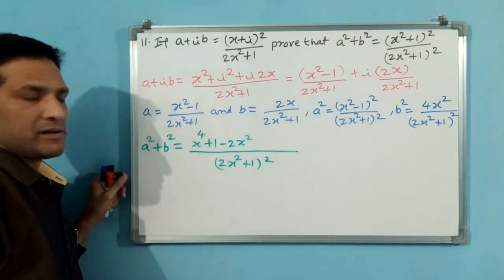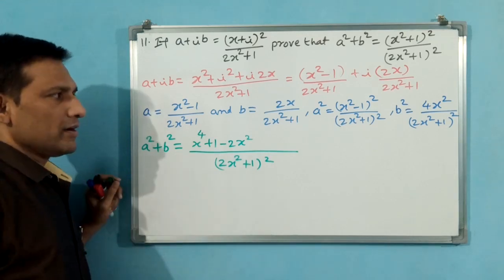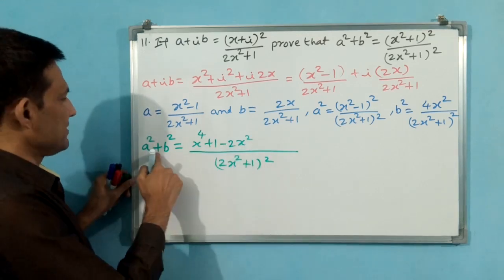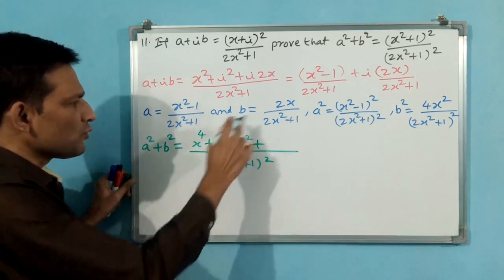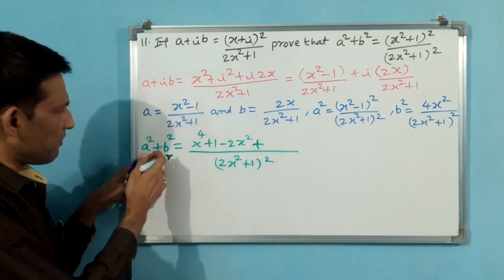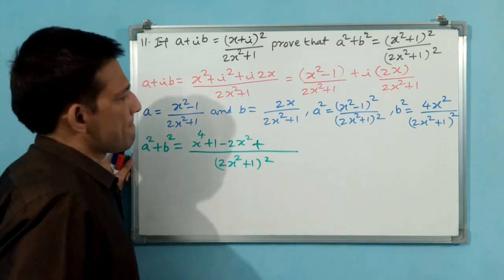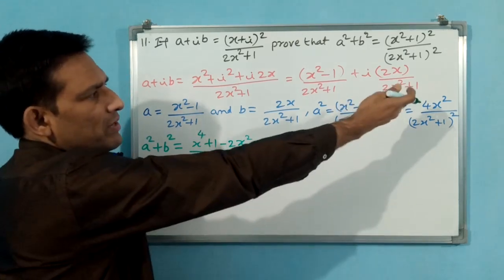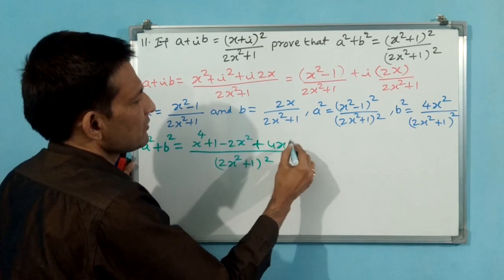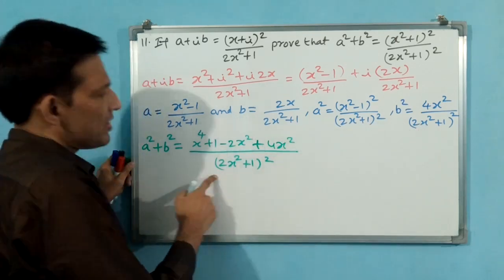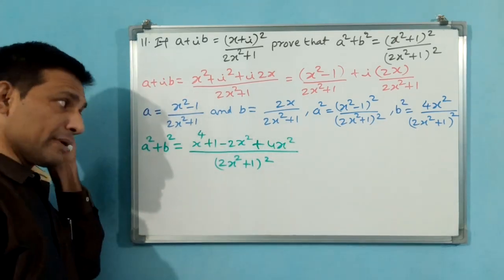Okay? This is a square case. Plus is there, plus. You see, you need not keep parenthesis. Why? Because plus is there. If minus is there, you have to keep parenthesis. Okay? Now b square is 4x square only. Simply you write 4x square. Why? Because by 2x square plus 1 whole square already we have written. We have taken common LCM.